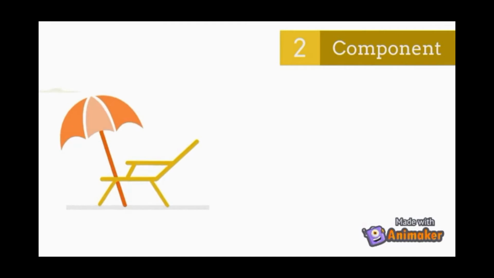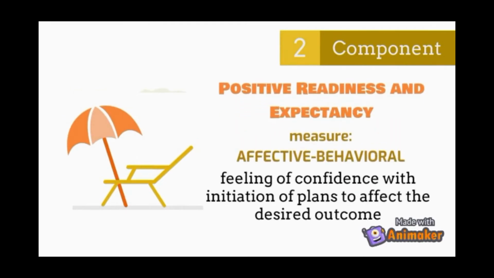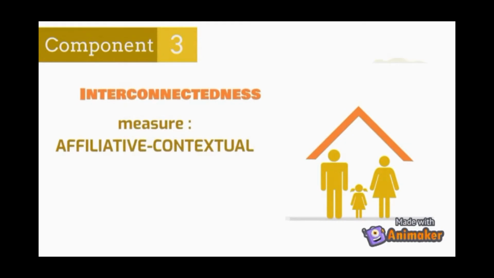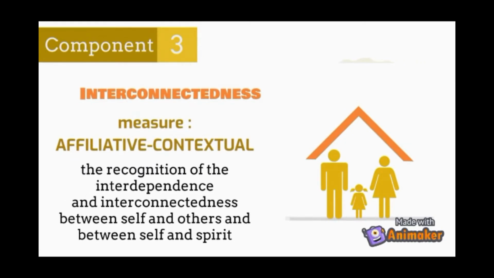The second component is positive readiness and expectancy, which measures the affective behavioral, meaning feeling of confidence with initiation of plans to affect the desired outcome. The last one is interconnectedness, which measures affiliative contextual, the recognition of the interdependence and interconnectedness between self and others and between self and spirit.